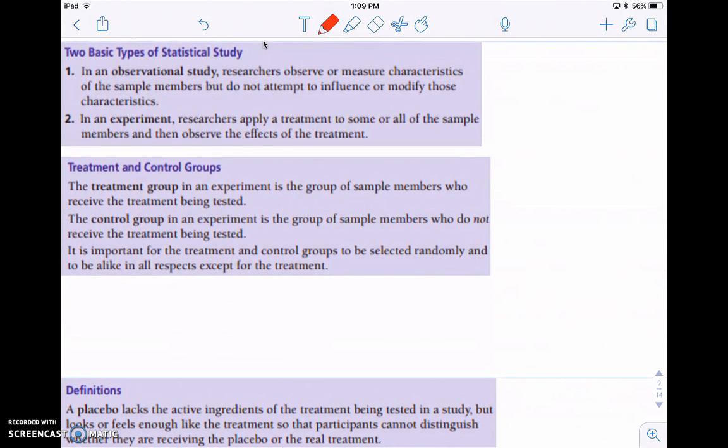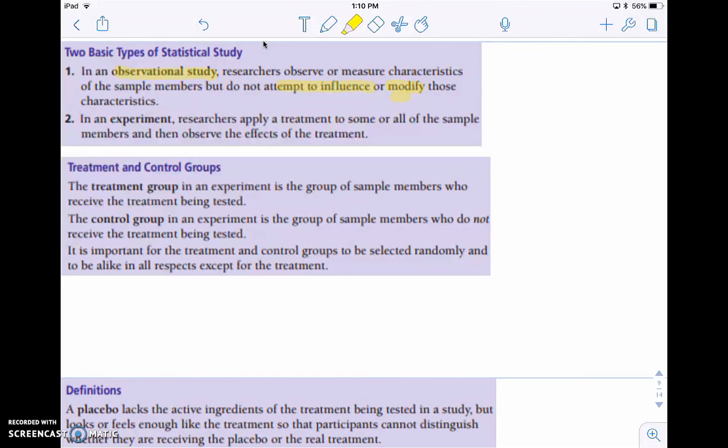Now there are two basic types of a statistical study when you're trying to gather information about a population. One is an observational study. In an observational study, the researchers just observe or measure certain characteristics of the sample, but they do not attempt to influence or modify those characteristics. So they don't intervene in any way, they're just observing, as it implies there.